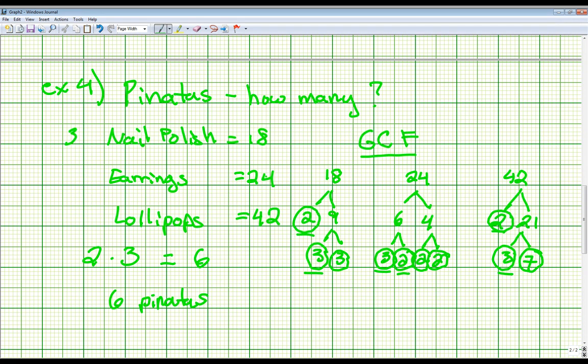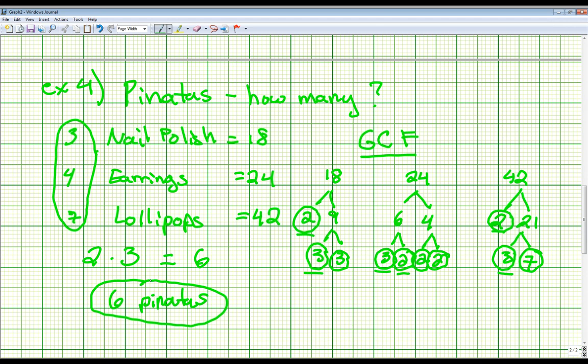If I have 24 earrings and I have to divide those up into 6 piñatas, 24 divided by 6 means I would have 4 pairs of earrings in each piñata. And lastly, if I have 42 lollipops total and I have 6 piñatas to divide them up into, 42 divided by 6 would be 7 lollipops in each piñata. So this would be my totals in each piñata. This is my total number of piñatas created.